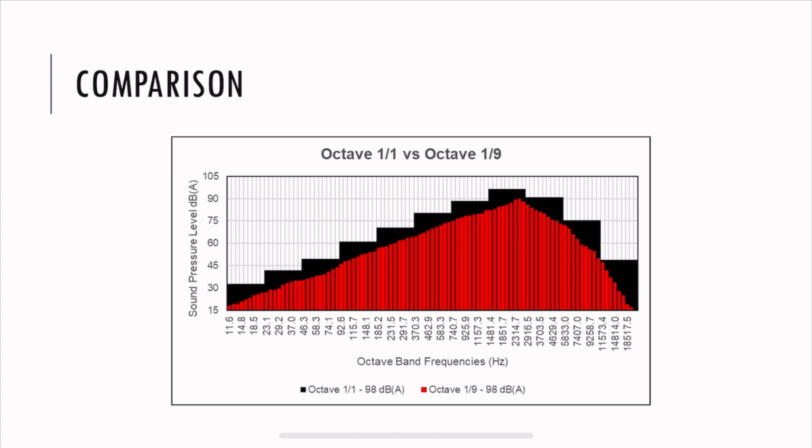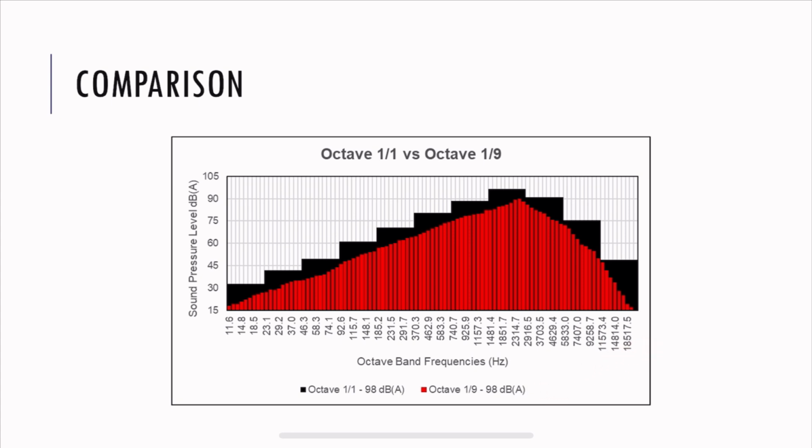bands. At first glance, it may look like octave 1 by 1 is different compared to octave 1 by 9. We see that there is a huge difference between the two, the levels in each band. Why is that? And we may have a question: which one is accurate? Well, technically both are accurate. First, you may look at the single value down below. They both are the same. I will get to how we calculated that.